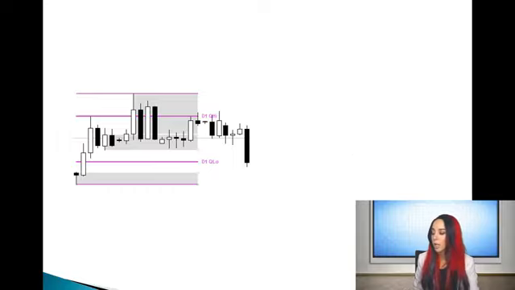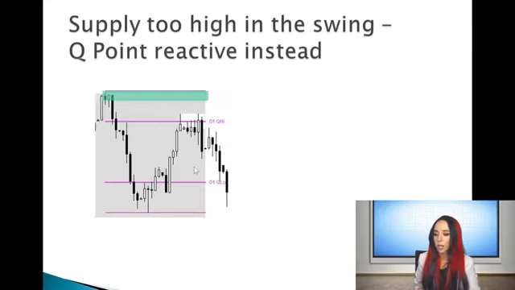Another use of cue points is when you have a daily cue point already done and dusted, but then you notice that the supply demand zone is either the very top or the very bottom of the swing. So that's not ideal either. Like in this example, the actual supply is all the way up here. It's very, very deep into the whole move.